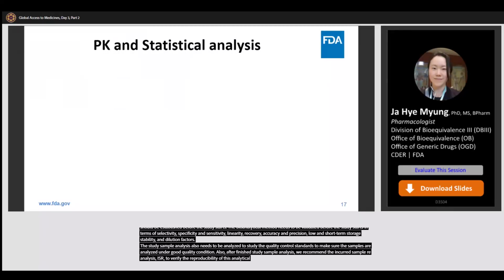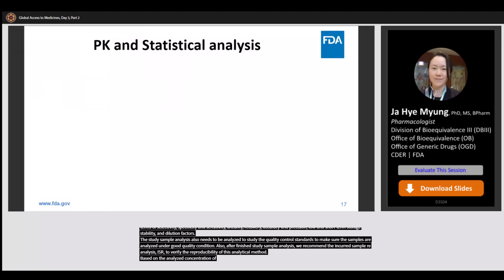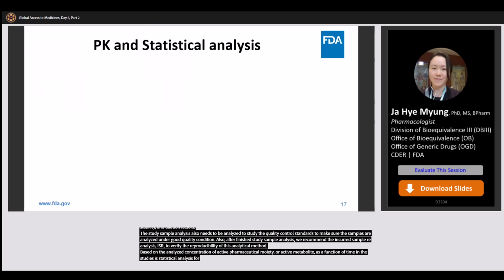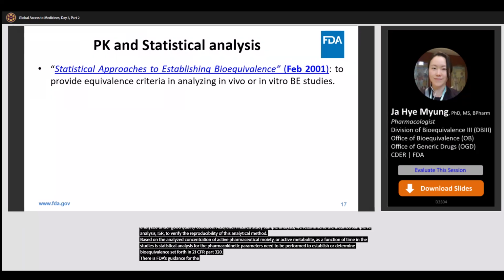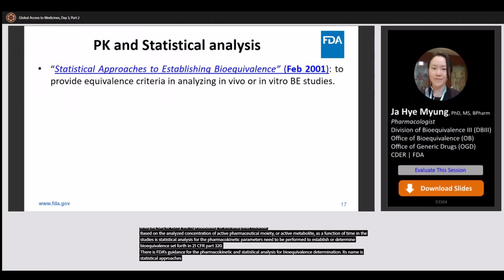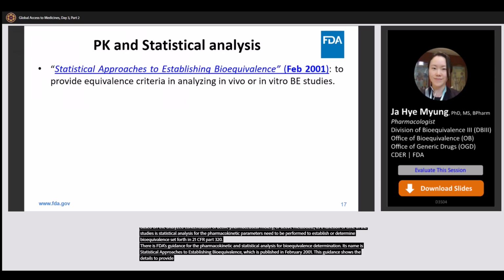Based on the analyzed concentration of active pharmaceutical moiety or active metabolite as a function of time in the BE studies, statistical analysis for the pharmacokinetic parameters needs to be performed to establish or determine bioequivalence set forth in 21 CFR Part 320. There is an FDA guidance for the pharmacokinetic and statistical analysis for bioequivalence determination. Its name is Statistical Approaches to Establishing Bioequivalence, which was published in February 2001. This guidance shows the details to provide the equivalence criteria in analyzing in vivo or in vitro bioequivalence studies.